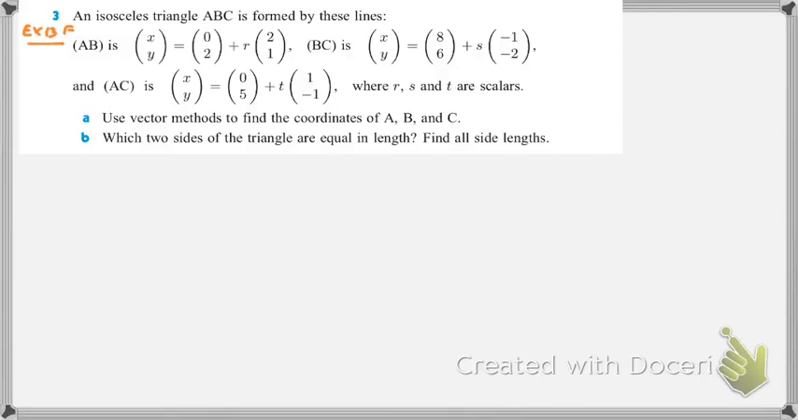Okay, in this video, this is exercise 13F. We are going to look at question number 3. Let's have a look at the question.